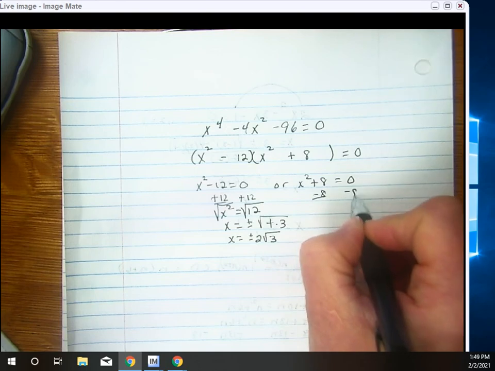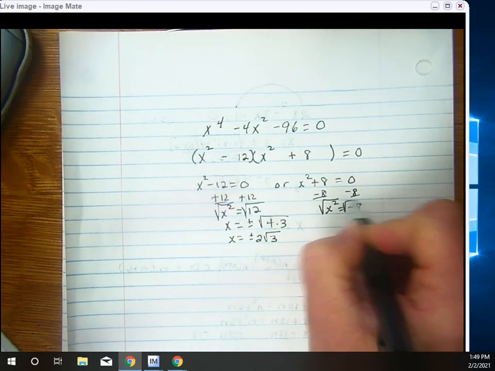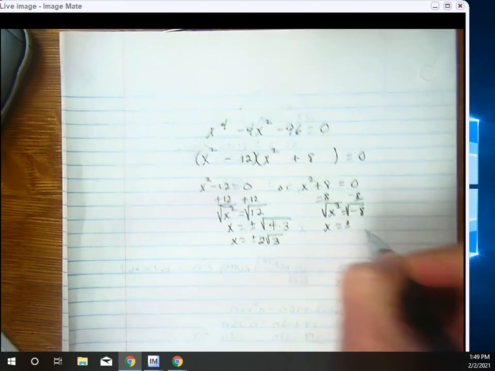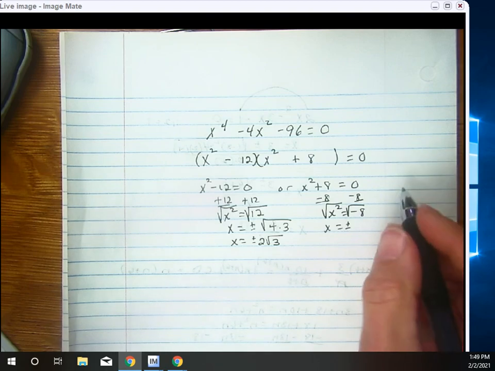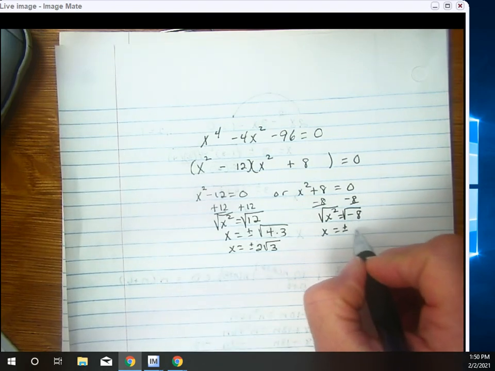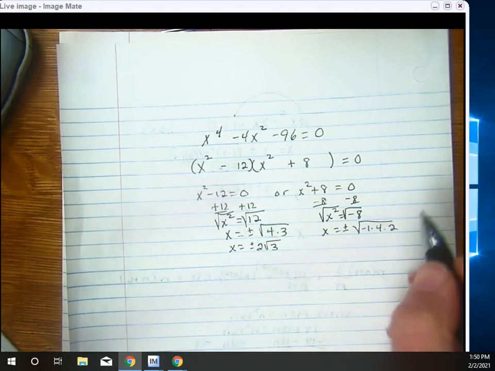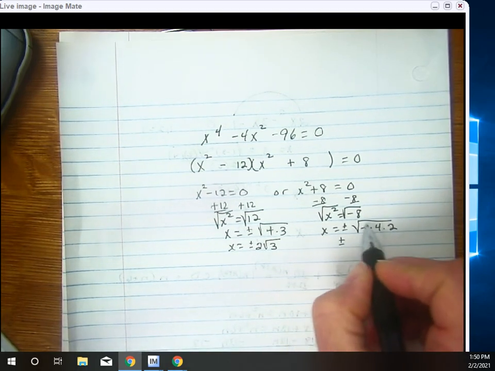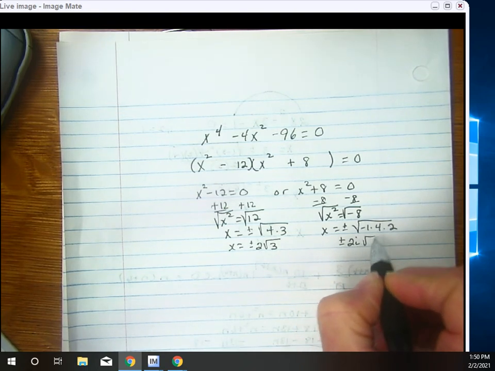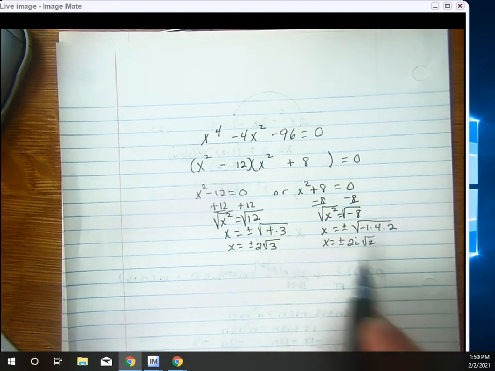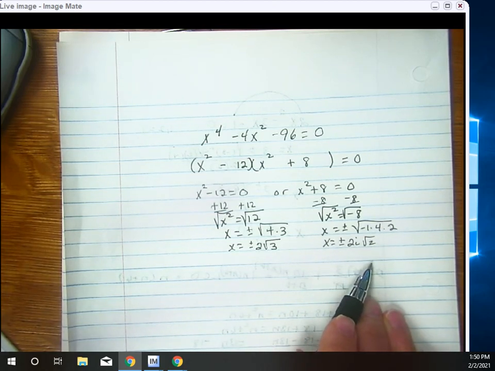Subtract 8. X squared equals -8. Take your square root. X equals plus and minus. That would be i and the square root of 8, which is 2 square root 2. That is the -1 times the 4 times the 2. So the square root of the -1 is the i. The square root of the 4 is 2. So x is positive and negative 2i radical 2.